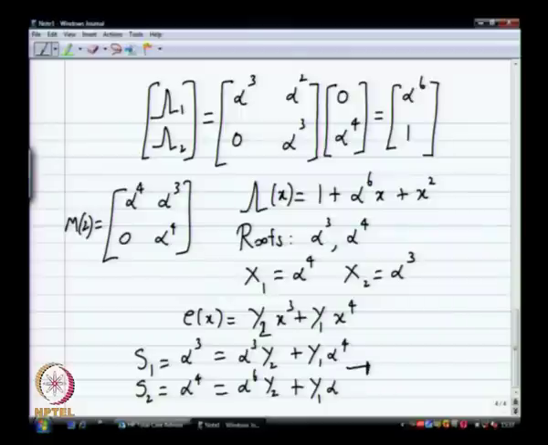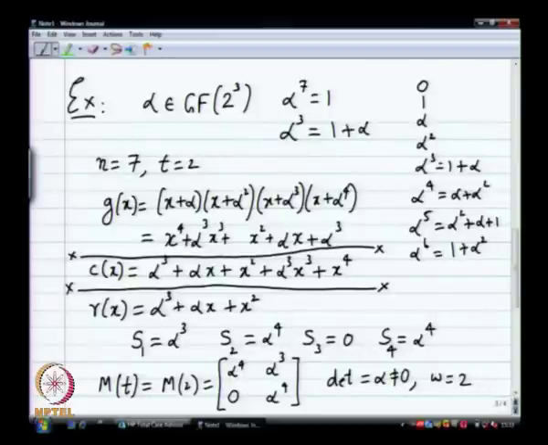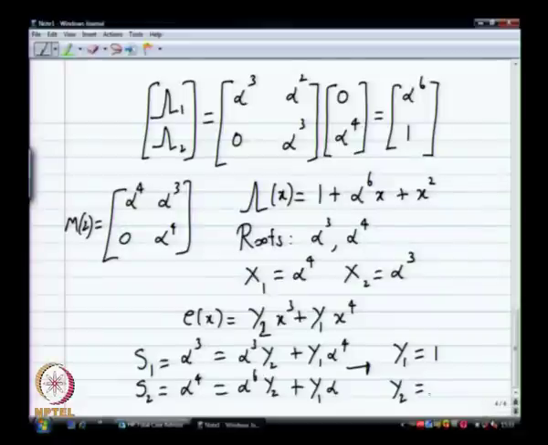Okay. So, you solve these two, you are going to get y1 equals 1 and y2 equals alpha power 5, alpha power 3. Okay, you can check that. Okay, so it works out. So, it works out quite consistently, it is not a problem. I mean this, you will get the right answer.